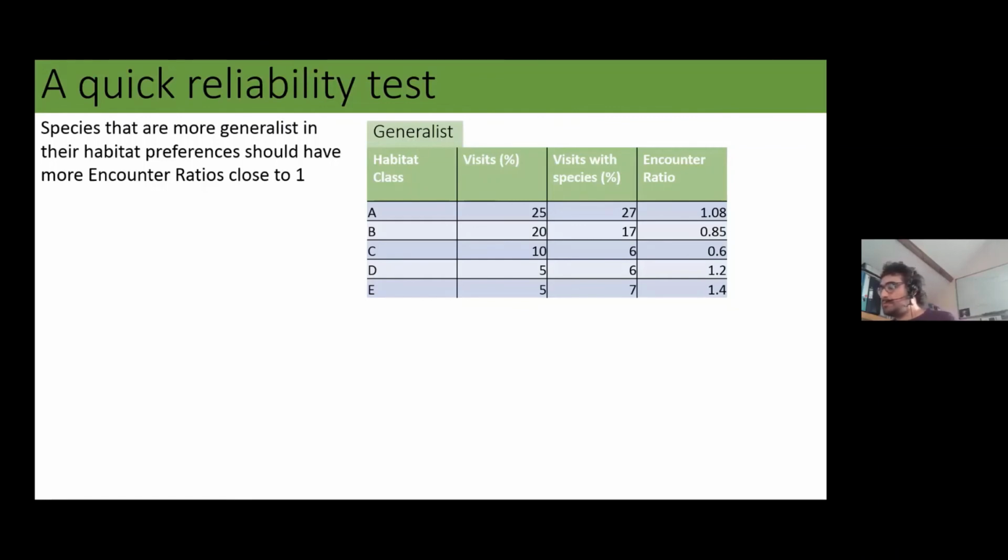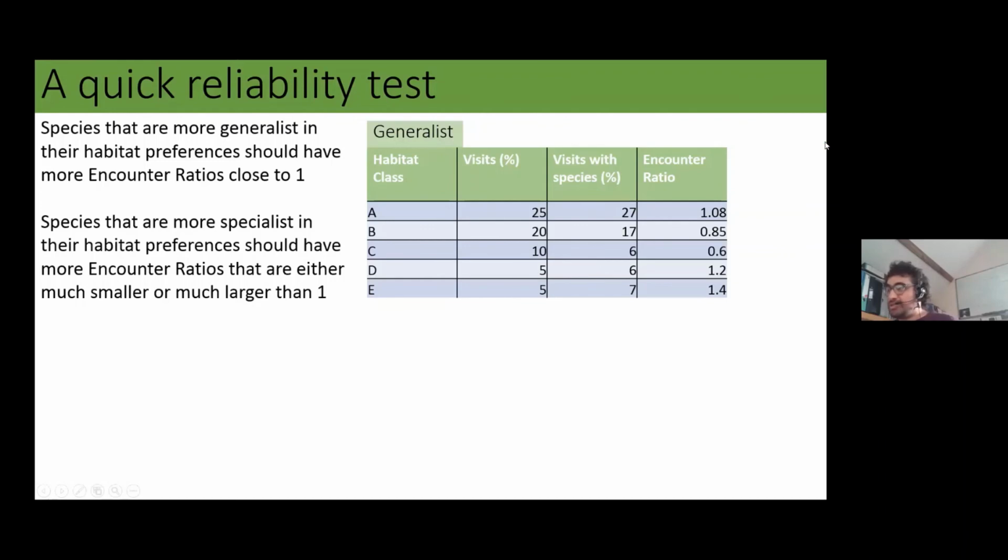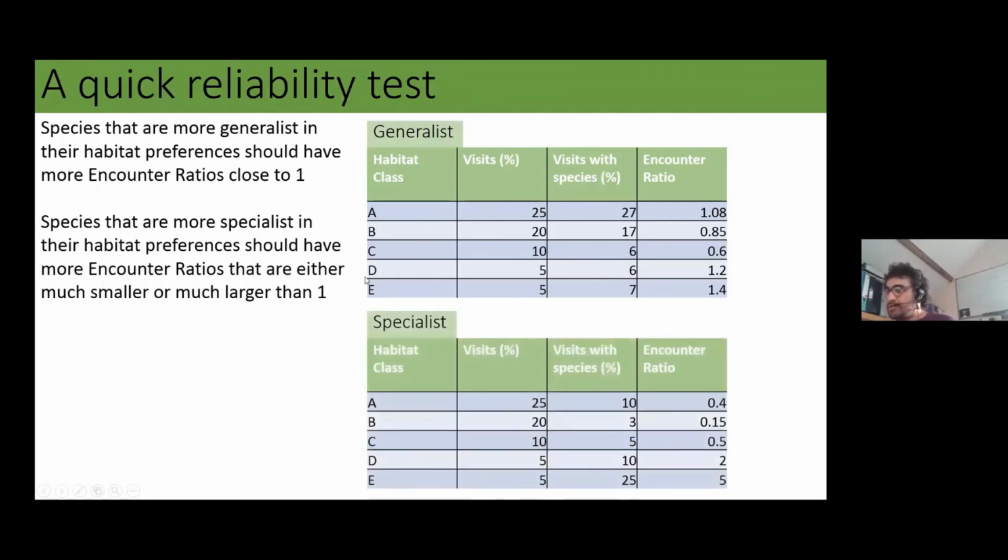So this is a hypothetical table for a generalist species with 5 habitat classes. We can see that the visits which return that species are roughly in proportion to the total visits. The species that are more specialist should have encounter ratios that are either very small or very large in relation to 1. So we can look at the data and see if that's true.